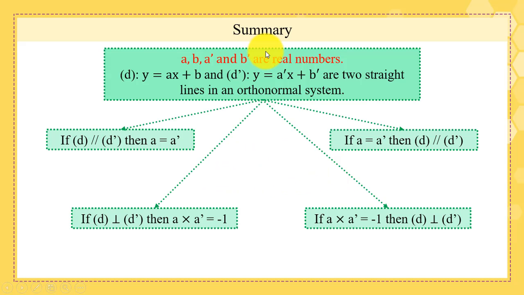As a summary, we have two straight lines, D and D prime. If D is parallel to D prime, then their slopes are equal. If the slopes are equal, then D is parallel to D prime. If D is perpendicular to D prime, then the product of their slopes is equal to -1. And if the product of their slopes is equal to -1, then D is perpendicular to D prime.